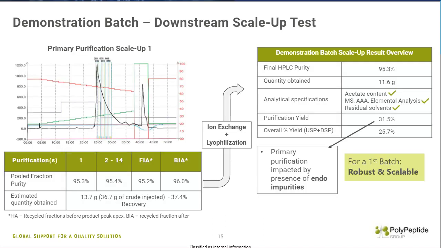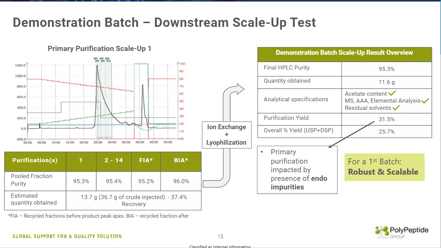So for this, we took the crude, which we had cleaved previously from our 75 gram test, and we purified the 36.7 grams of crude that we had from this test according to the conditions which we defined in the previous slide. So we performed first a primary purification, where you can see the chromatogram on the left-hand side. And after that, we implemented the ion exchange conditions and lyophilized the peptide as previously described. So in the end, we were able to get a final HPLC purity of the peptide at 95.3%.